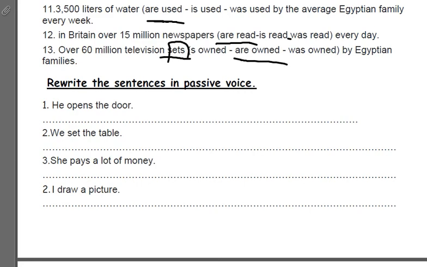Now let's write the answers of those sentences. We have to rewrite the following sentences. Rewrite the sentences in passive voice. 1. He opens the door. So the answer is the door is opened. You can say by him or not. By him. Number 2. We set the table.